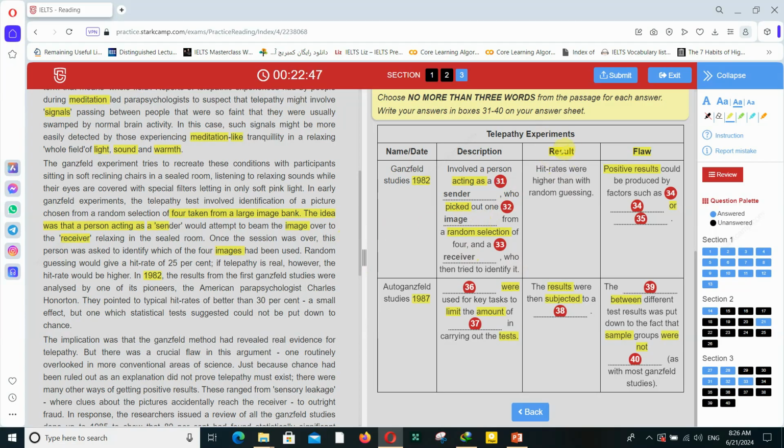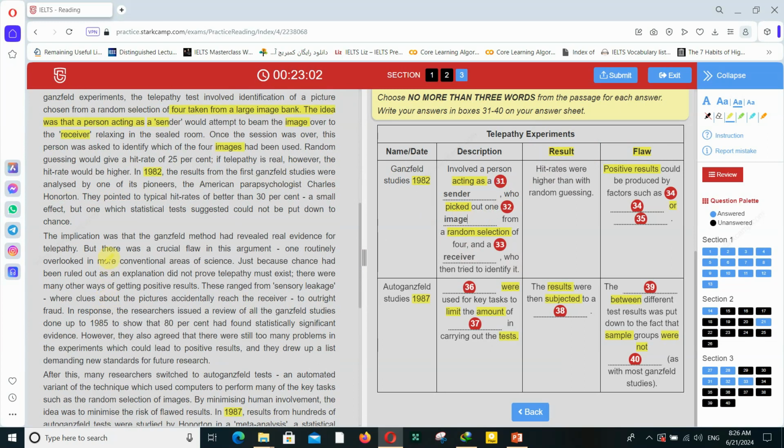Okay, now here is talk about flaw. There is nothing about the result. Here we have to find the answer for flaw. If you look at it quickly, you can skip this one, and here you can see flaw. So your answer for the next question will probably be there. These are some skills that you have to master to locate the answer very quickly.